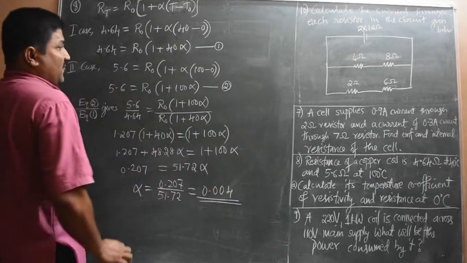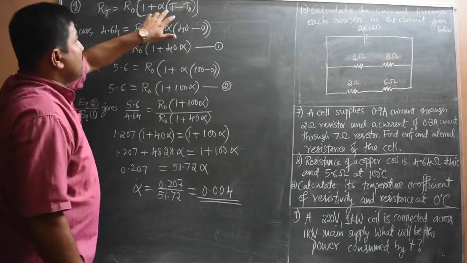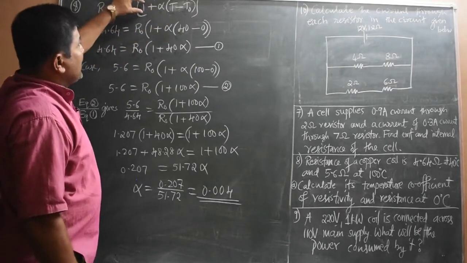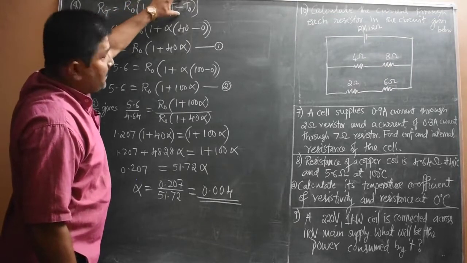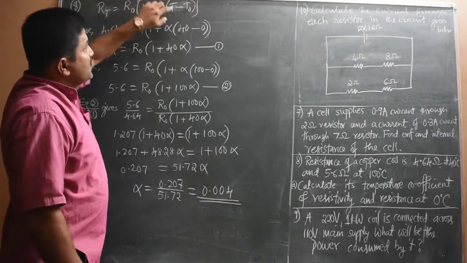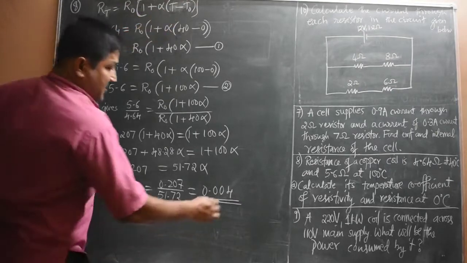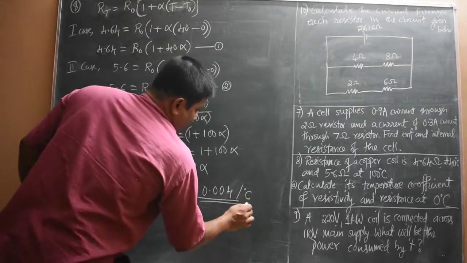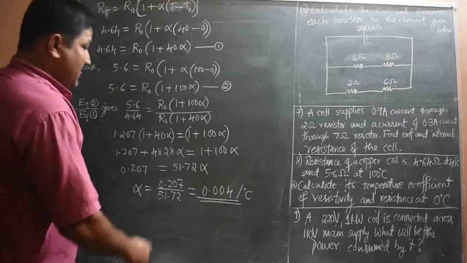Now the unit of alpha. See, the temperature is here, alpha into temperature. This is 1 here, and 1 is unitless or dimensionless. So alpha into temperature should be dimensionless. Therefore alpha should have the unit of reciprocal of temperature. So we can write per degree Celsius or per Kelvin. Both are okay. So this is the value of alpha.